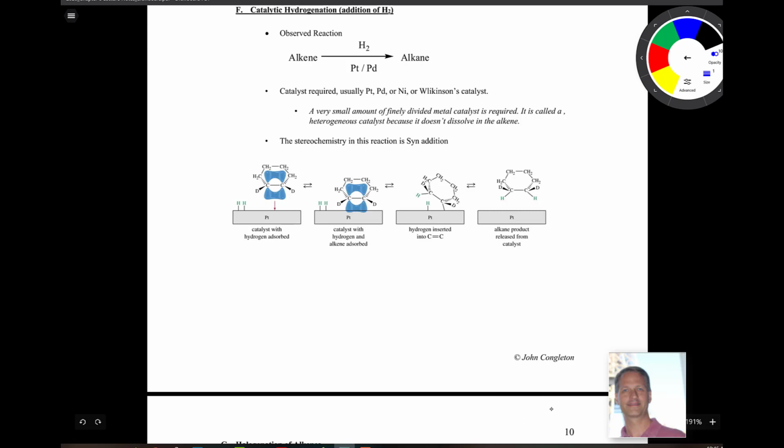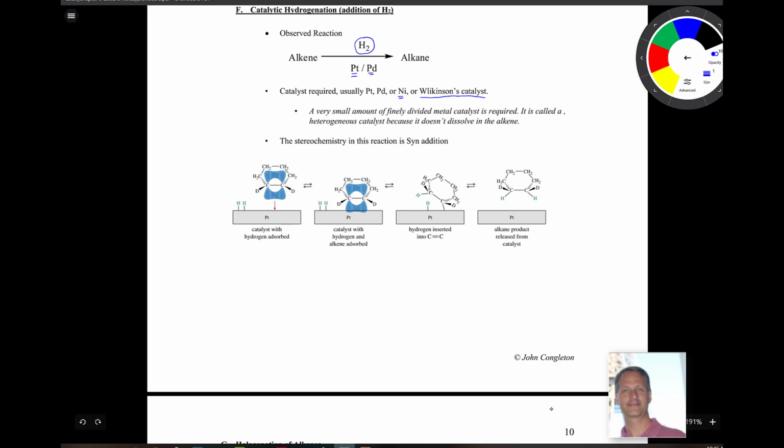This reaction involves the addition of H2 to an alkene with platinum or palladium. You could also use nickel or something called Wilkinson's catalyst, and you make an alkane. It's pretty straightforward. You put a very small amount of this finely divided metal into your solution. It's a catalyst. It's heterogeneous because it doesn't dissolve, right? The mixture is just like a powder that sits in there.